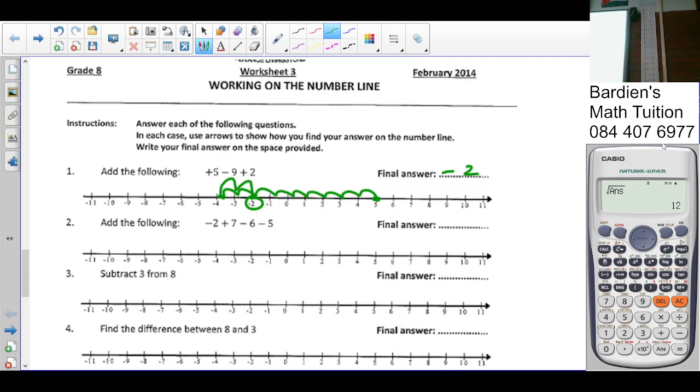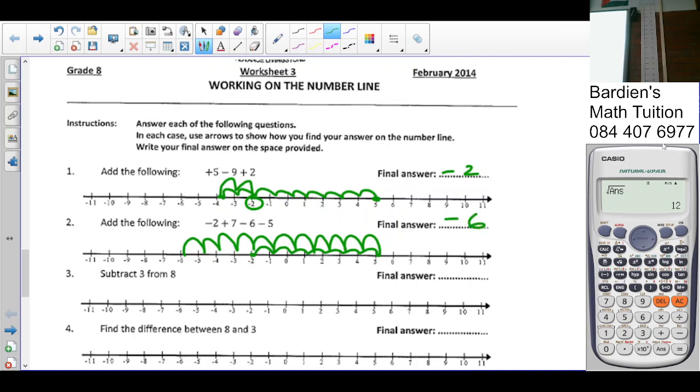The next one. We're starting at -2. Plus 7. 1, 2, 3, 4, 5, 6, 7. The answer is 5. Minus 6. 1, 2, 3, 4, 5, 6 is -1. Minus 5. 1, 2, 3, 4, 5. The answer is -6.